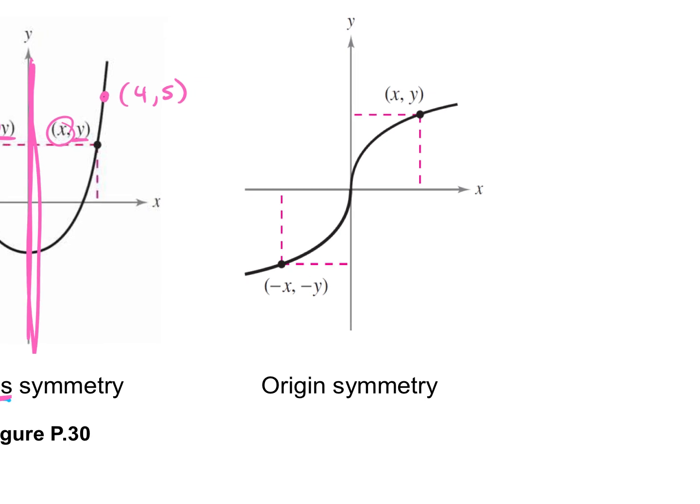Symmetry around the origin is a little bit different. We can't just fold our graph to get the same picture, but if we have x, y as one of our coordinates on our graph, we're also going to have negative x, negative y on our graph. So if I had a point here that was 3, 6, then this point here, negative 3, negative 6 would also be on our graph if it was symmetrical about the origin.